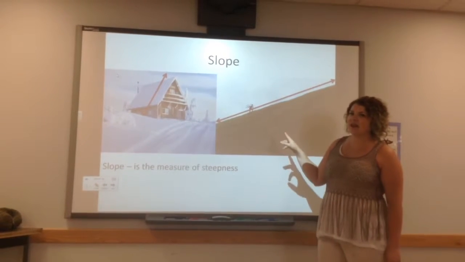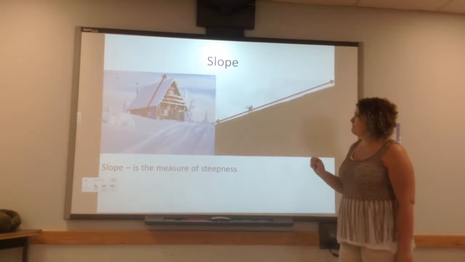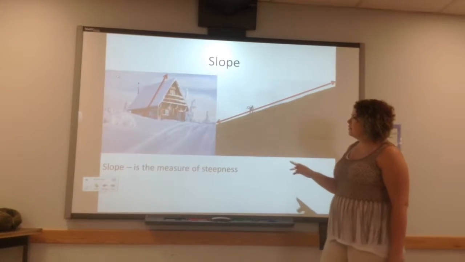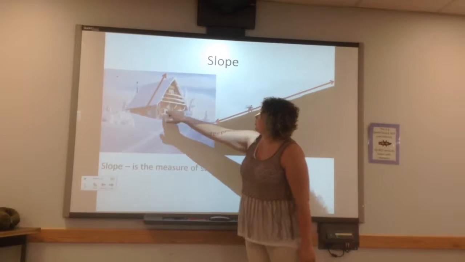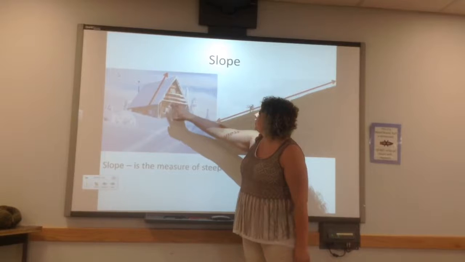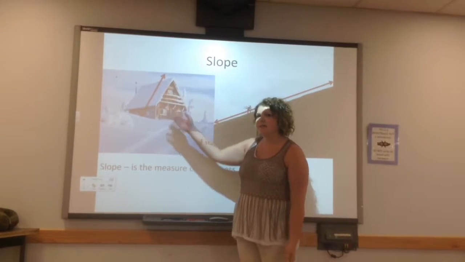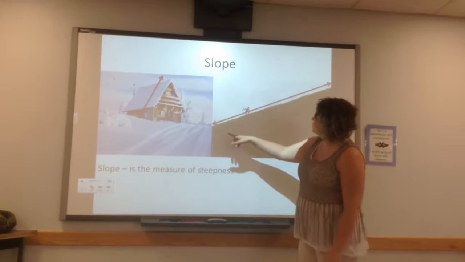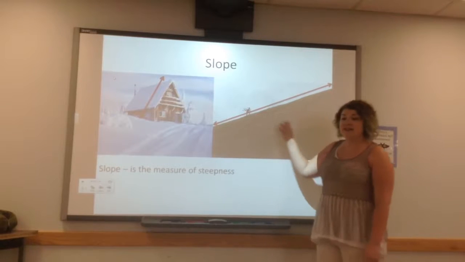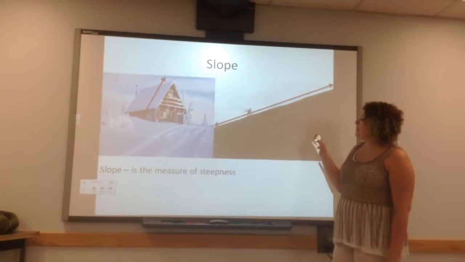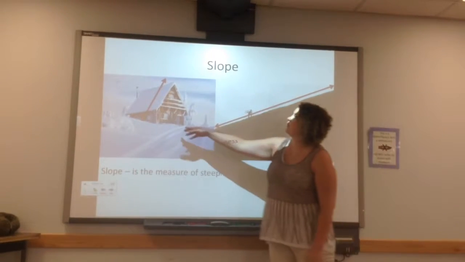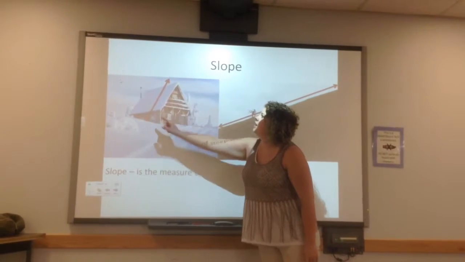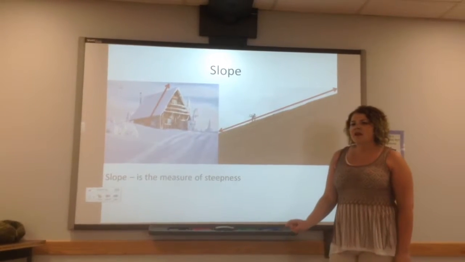Which one do you think has more slope? Well, we can look. If I was going to try and walk up this roof, it would be much more difficult because it's more steep. However, if I'm trying to walk up this hill, it still is fairly steep, but it's not as steep as the roof. So this line here has more slope.